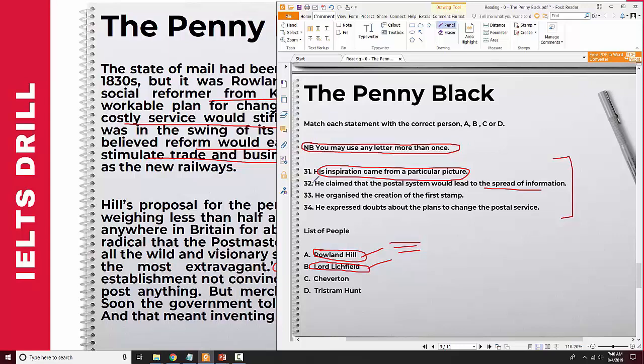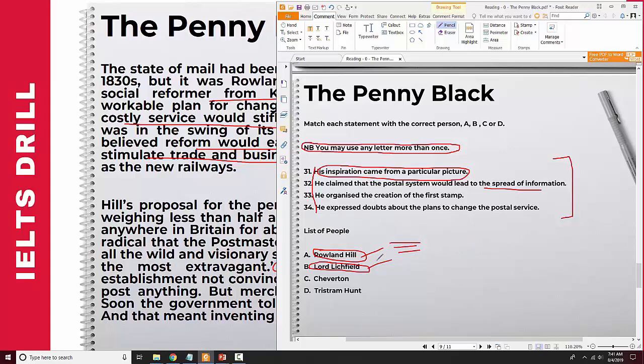So if there are four questions and you have to do matching A, B, C, D, then in most cases it is exclusive mapping. So you cannot use one option more than once, right? But here it says you may use any letter more than once. Okay, so it is possible that any number of 31, 32, 33, 34 could be pointing only to one person. All these four persons don't have to be mentioned in 31, 32, 33, 34. It is possible. Okay, so let's just keep that in mind.